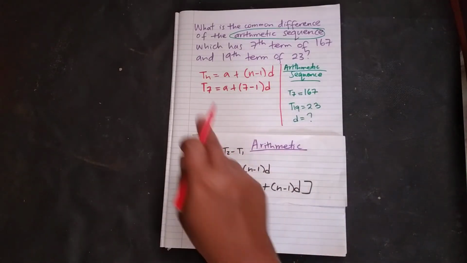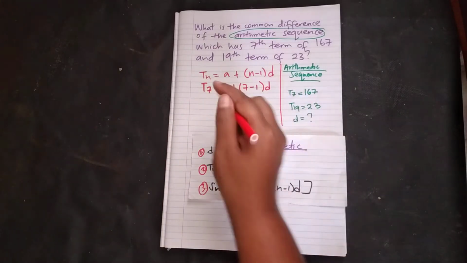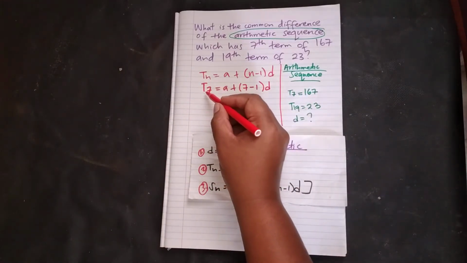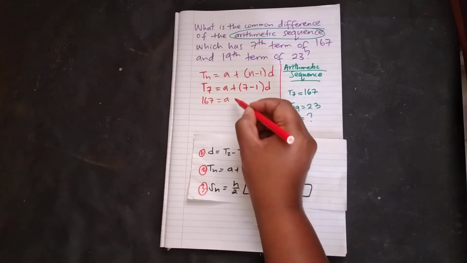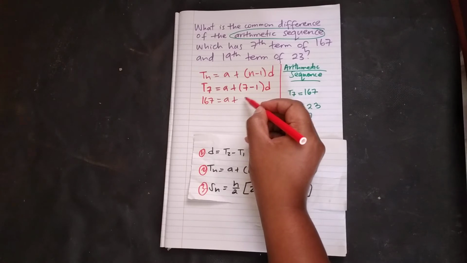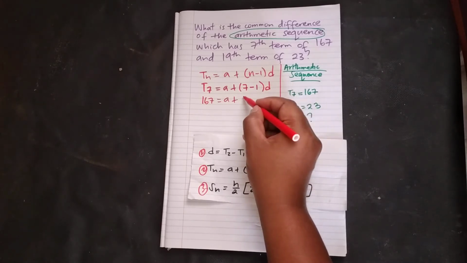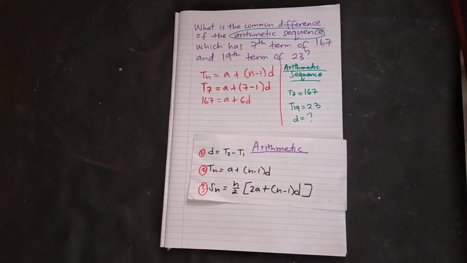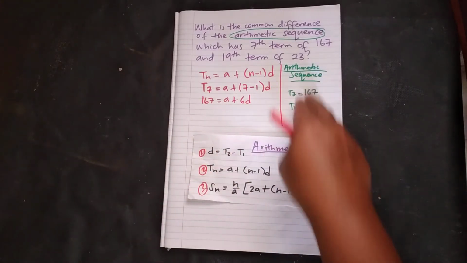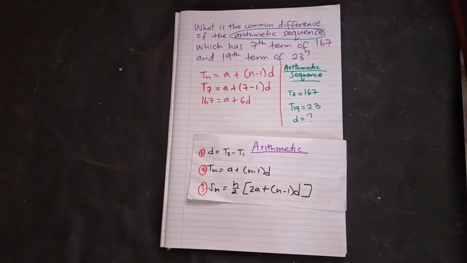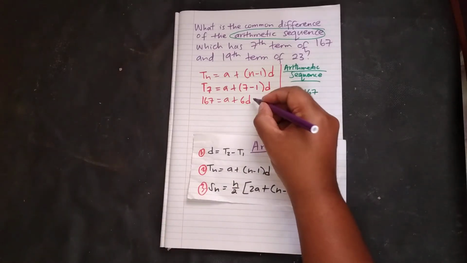Then we solve it further. T7, we know the value, it's 167, so in place of T7 we can just put 167 there, equals A plus 7 minus 1 will be 6, and 6 multiplied by D will be 6D. So in this equation, we can see there are two unknown variables, and we can't do much from there according to the information given. So we can just make that our equation. I'll say that will be our first equation.